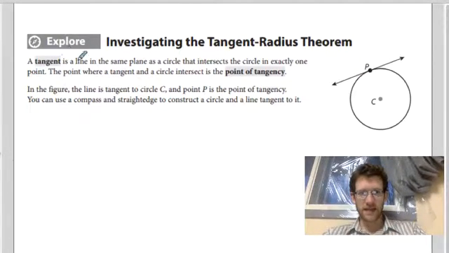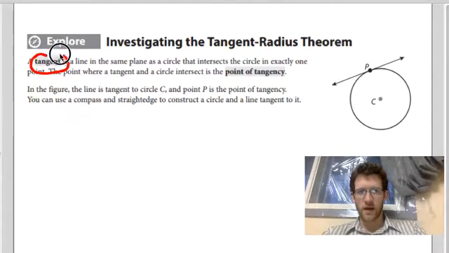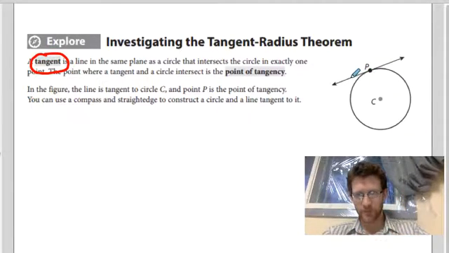First, we need to define tangent. Our new definition for tangent is any line that intersects a circle at exactly one point. So this line here intersects this circle at exactly this point, and we're going to call that point the point of tangency.